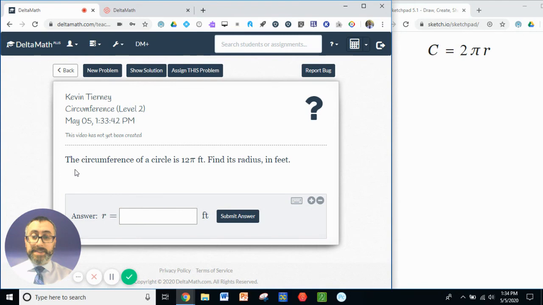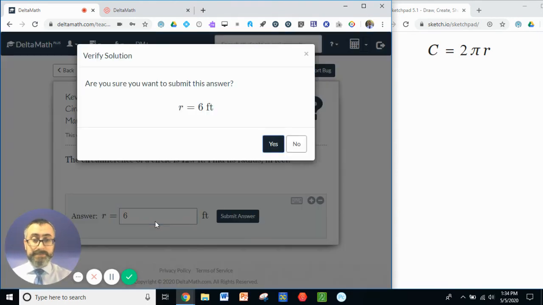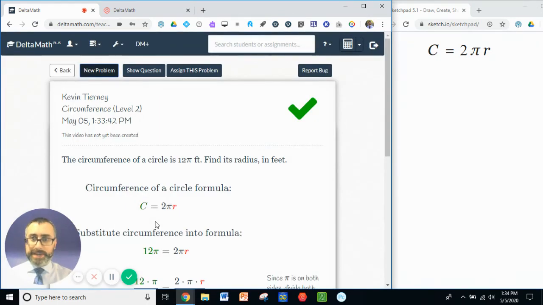Okay, this is a radius problem. The circumference of a circle is 12 pi feet. Find its radius. If I remember my shortcut, I know that to find the radius, I take off the pi and then cut the other number in half. Half of 12 is 6. Well, that was quick. Let's see if we can do a diameter one.